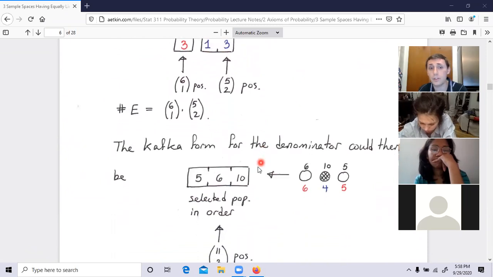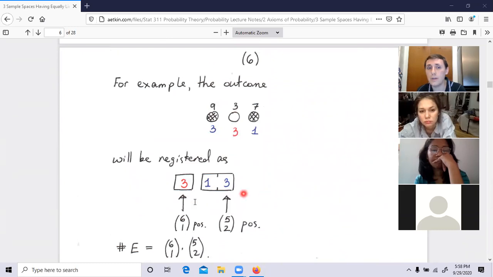So the Kafka form for the denominator will be just select any particular balls by their population, and that will be just put in order. So if the selection happened to be what I drew over here, 6, 10, and 5, I will put 5, 6, and 10. So how many possibilities are there for the first position? It's 6 choose 1 possibilities. Do you agree? Because I choose one of 6 numbers to be the white ball, and here I have 5 choose 2.